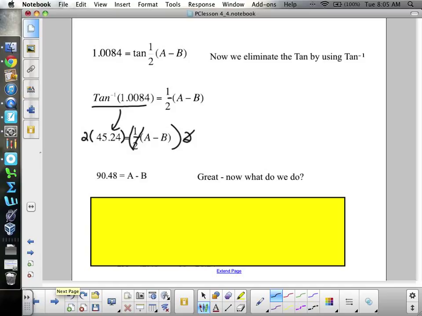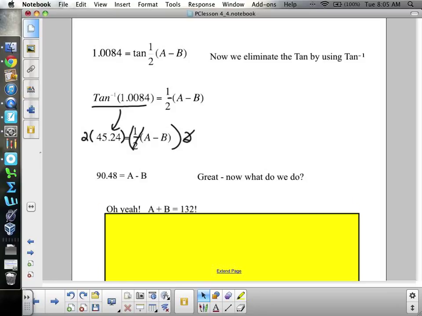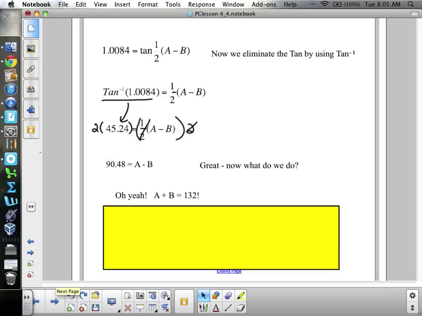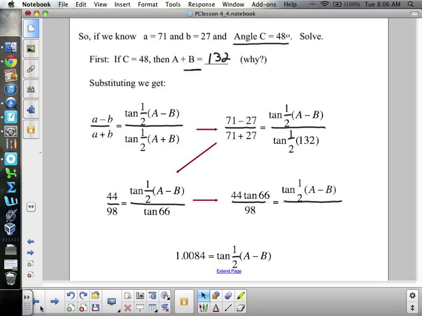I still don't know a or b, do I? I just now know the difference, a minus b, don't I? So a minus b equals 90.48. What do we do? Well, we remember that a plus b we knew was 132. We got that. That was our very first step, wasn't it? A plus b is 132.